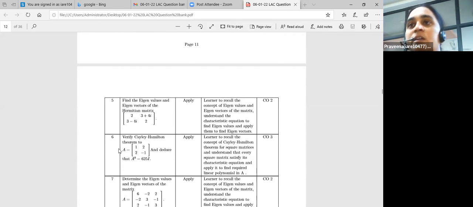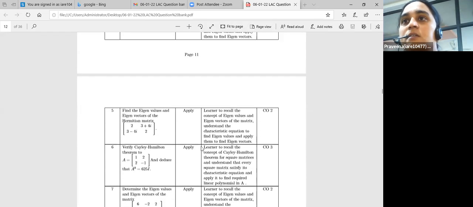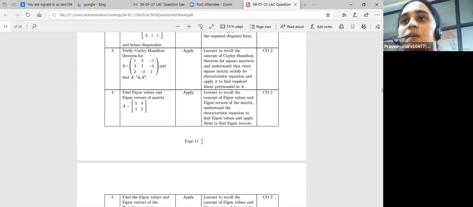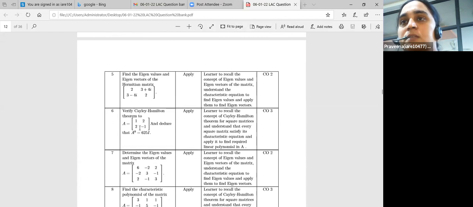Let's do the sixth question. All of you from the question bank, sixth question for the long answer. All of you try to solve this. Verify Cayley-Hamilton theorem for A is equal to 1, 2, 2, minus 1 and deduce that A power 8 is equal to 625I. Try to solve all for the 2 by 2 matrix Cayley-Hamilton verification.